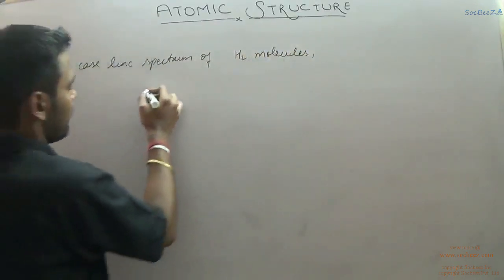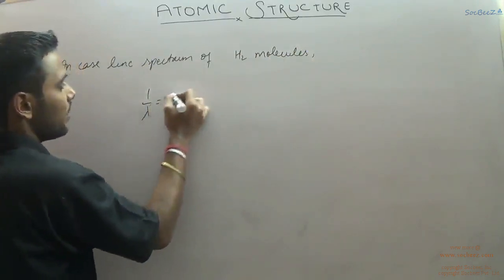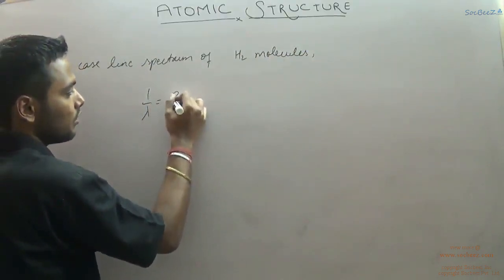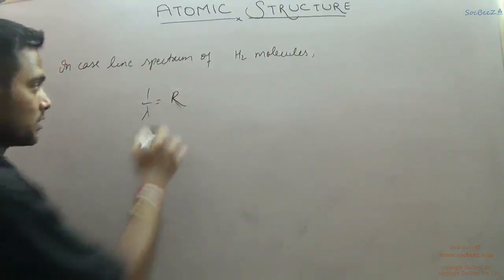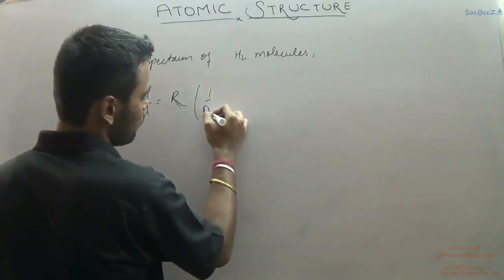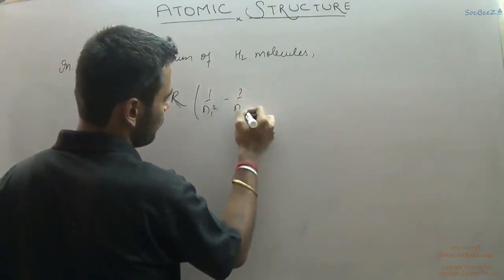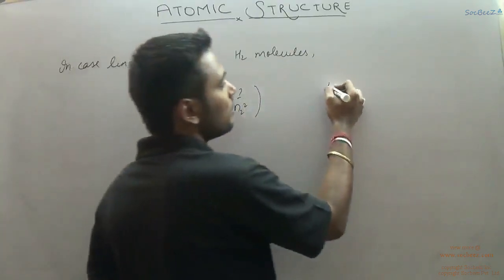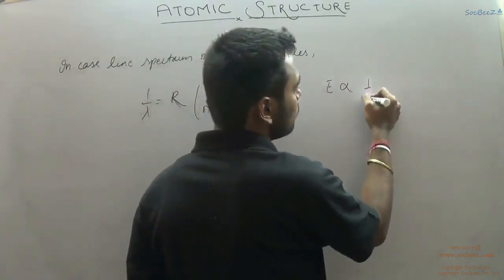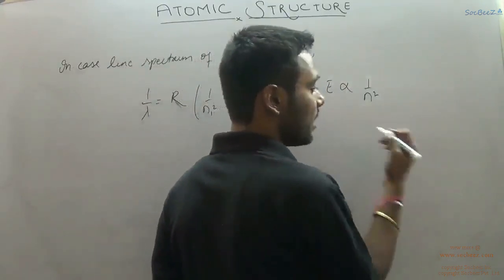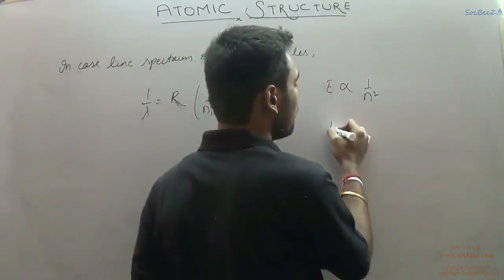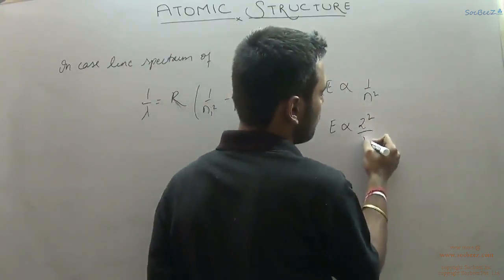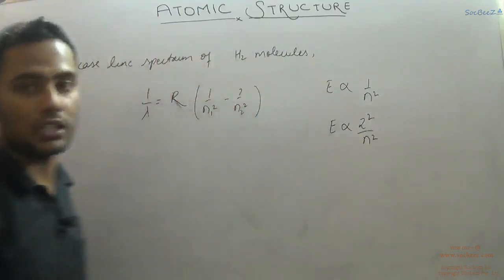You see that 1 upon lambda equals some constant, I'll write it as R, because it is known as Rydberg's constant, times 1 upon n1 square minus 1 upon n2 square. We are going to see later that energy is inversely proportional to n square, or being more precise, for hydrogen-like species, which we will discuss later, energy is directly proportional to Z square upon n square. Z is the atomic number.